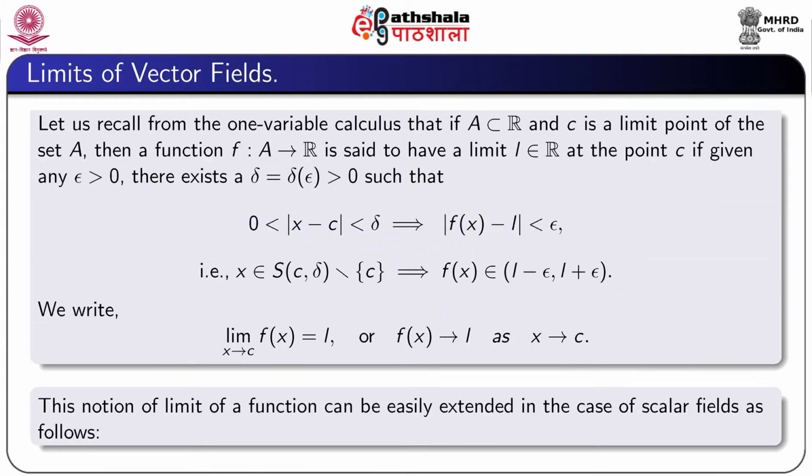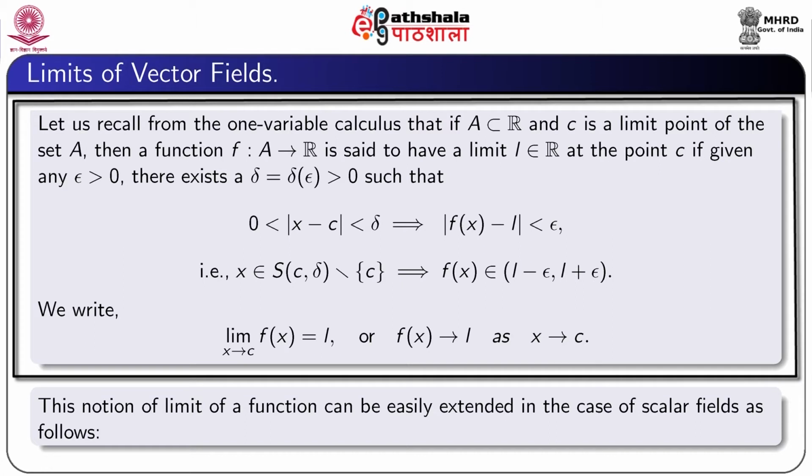Now, we define the notion of limit of vector fields. Let us recall from one variable calculus that if A is a subset of R and c is a limit point of the set A, then a function f from A to R is said to have a limit L, which is a real number, at that point c, provided for any arbitrary positive number epsilon, we can find a positive delta depending on epsilon such that whenever mod x minus c is positive but less than delta, we must have the difference between f(x) and L less than epsilon.